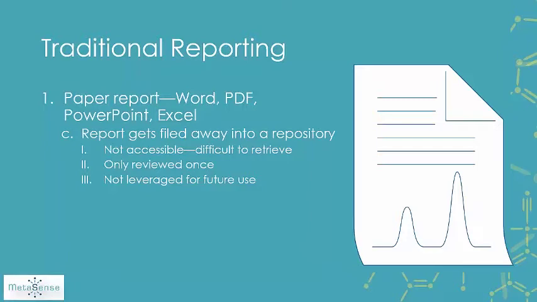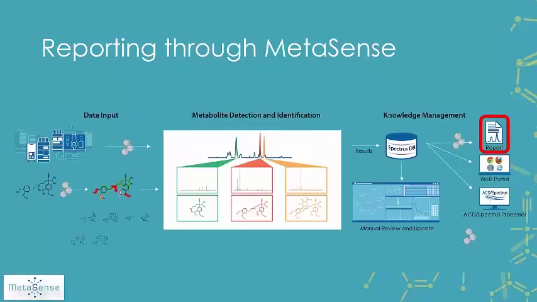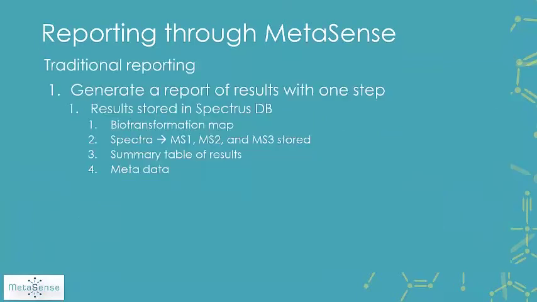Reporting through MetaSense, we try to address all these bottlenecks. So again, the first one is your conventional traditional report. So again, we have all the elements. Within the data processing of MetaSense, we have all the information such as the biotransformation map that gets automatically generated, the spectra, MS1, 2, and possibly MS3 data gets stored and attached to each of the structures within the biotransformation map. A summary table of results is generated along with some metadata.